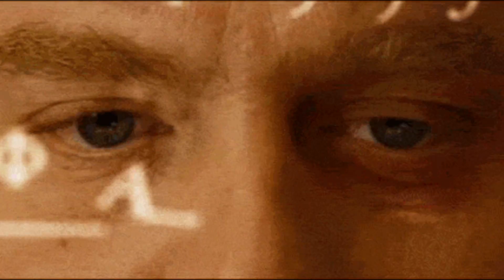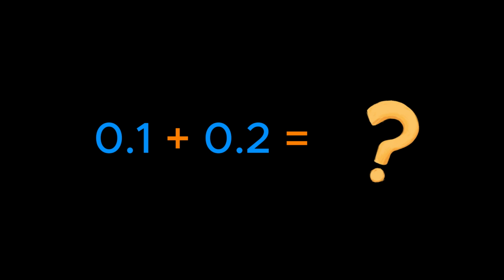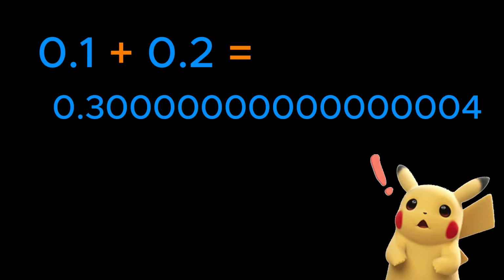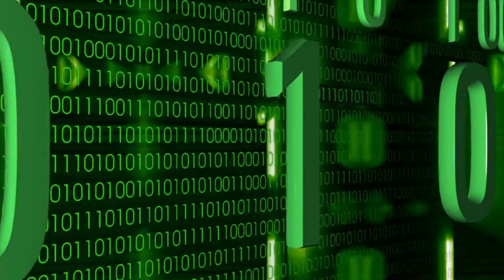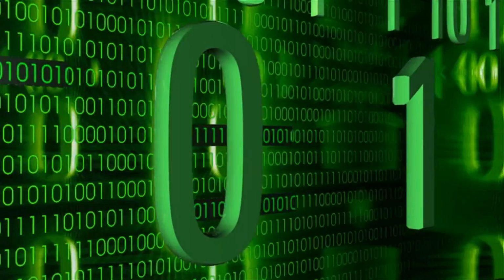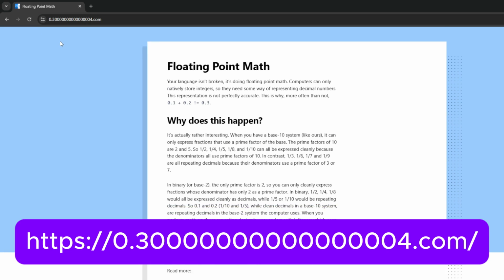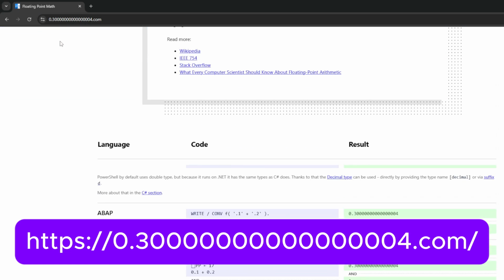Okay, let's try some easy math. What is 0.1 plus 0.2? If you said 0.3, get ready for a surprise. What is that? This happens because computers have trouble with some decimal numbers. It's a common issue in many programming languages. There is even a website called 0.3.com.